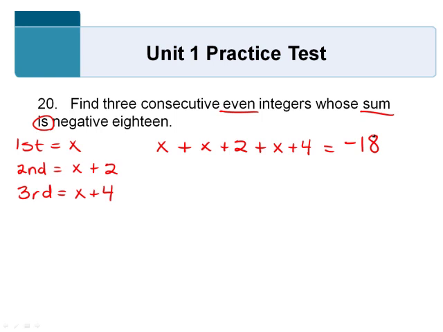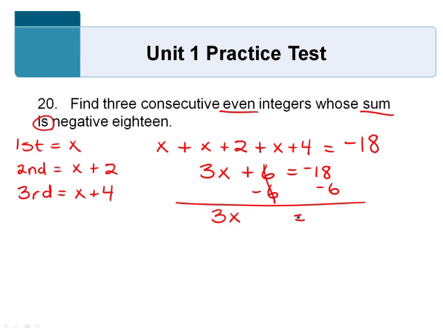All right, so our first step to solving is to combine like terms. So I've got x plus x plus x. They're all on the same side. That's going to be 3x. And then 2 plus 4 gives me 6 equals -18. Now we subtract the 6 from both sides. So 3x comes down, and -18 and -6 would be -24. And then divide by 3, so we have x equals -8.